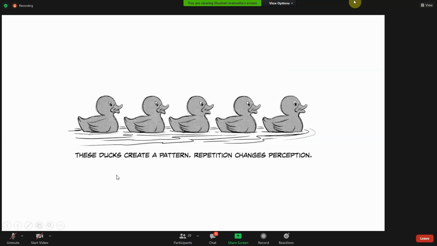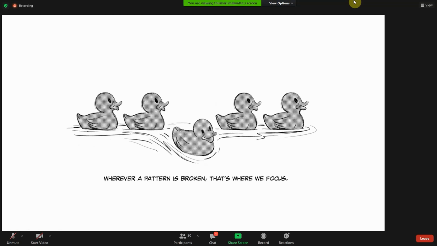And these ducks create a pattern. Repetition changes the perception. You feel it like a line, that they all go through one direction, a flow. So it changes your perception. What about this? Wherever a pattern is broken, that's where we focus.